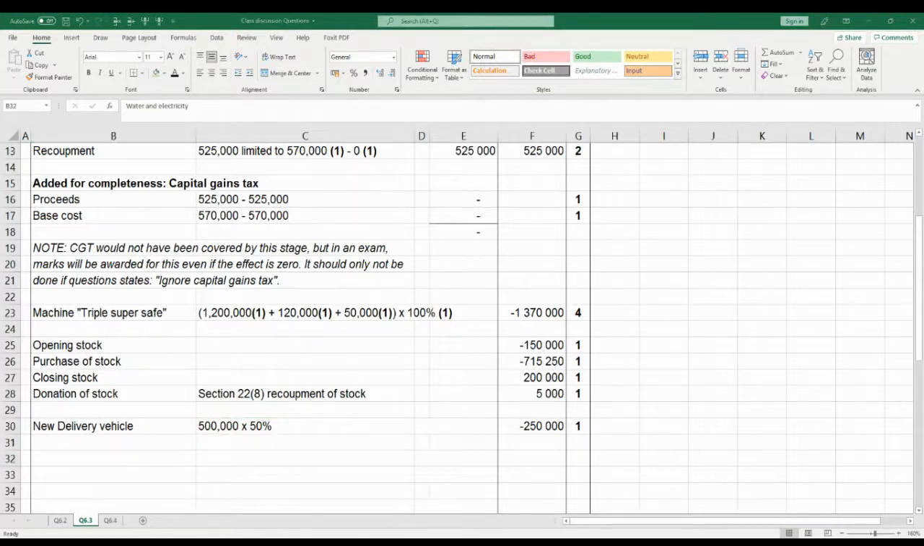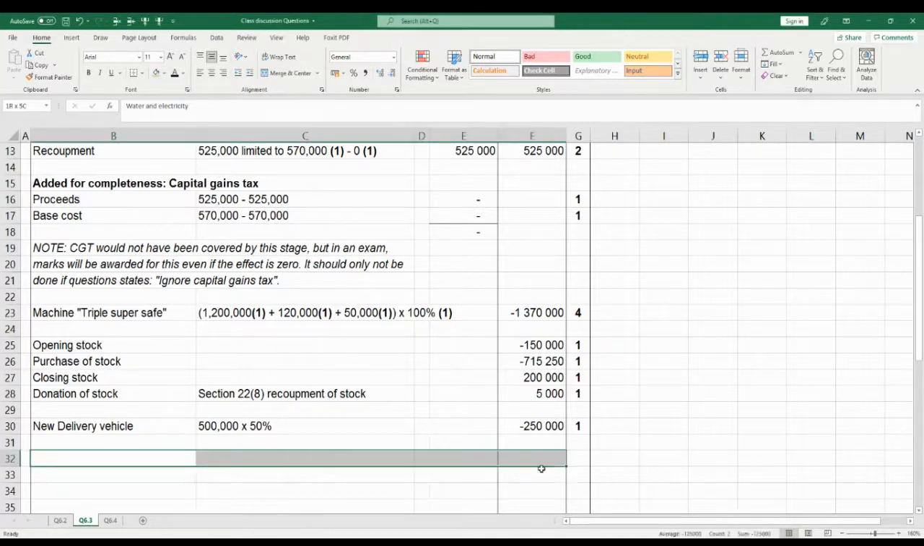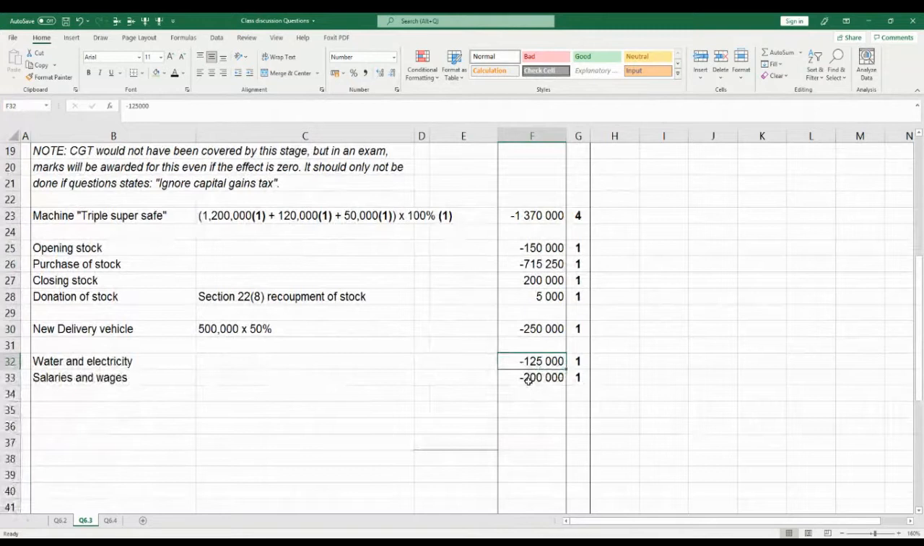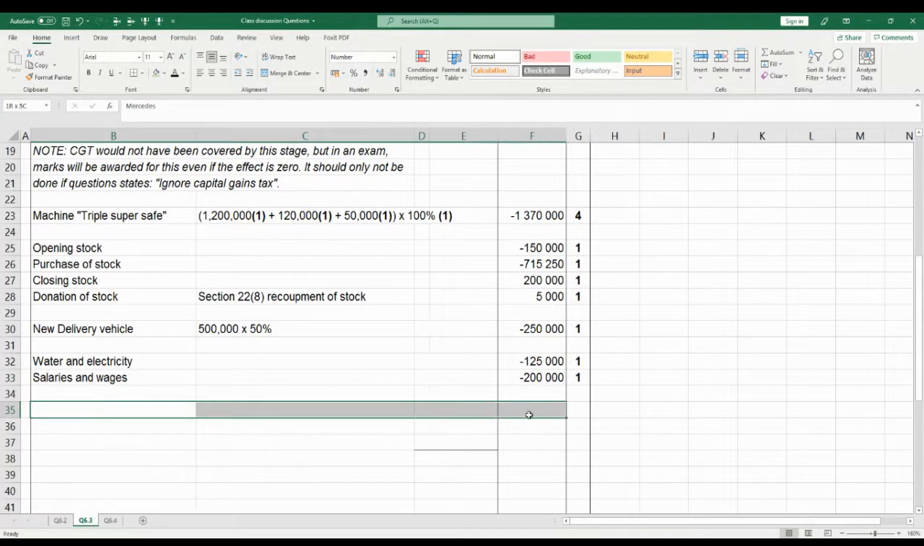Then for the Mercedes-Benz, on our expenditure and payments, there was water, electricity, and salaries and wages, which we can just deduct based on the information provided. So the water and electricity was $125,000, salaries and wages was $200,000. Then we had a personal motor vehicle for the CEO. Now, because we sold it, you have to work out if there's a recoupment.